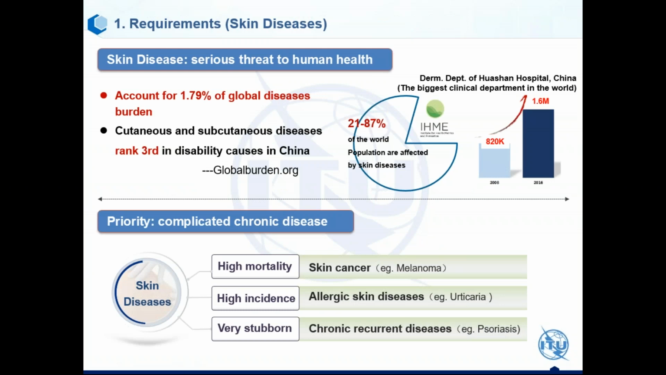Everybody could experience some itches. That's some kind of skin disease. Actually, about 21% to 87% of the world population are affected by skin diseases. And the biggest clinical department in the world, the dermatology department of a hospital in China, gets about 500,000 outpatients a year, which is impressive. And in my hospital, they do 300,000.